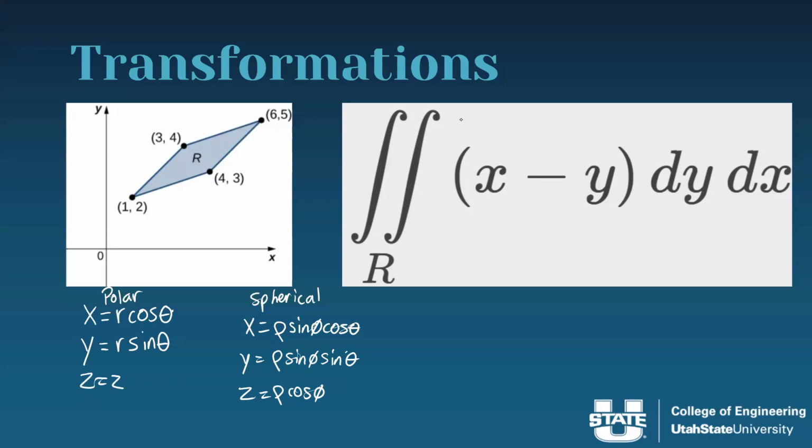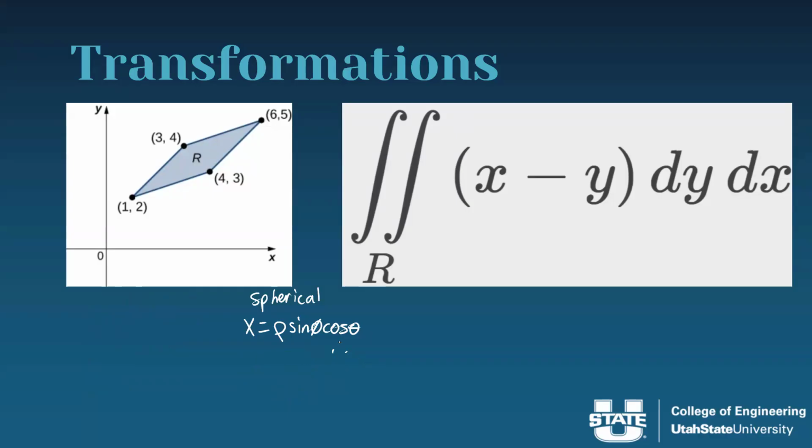But what we're going to use in this example is a general transformation. Let's say we want to integrate the function x minus y, and we have a parallelogram as our bounds, which is shown over here on the left in the image. Those would not be very nice bounds to integrate over. You could probably split it up into multiple integrals to solve that, but that would be kind of gross and we don't want to.